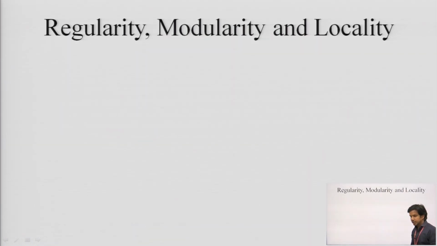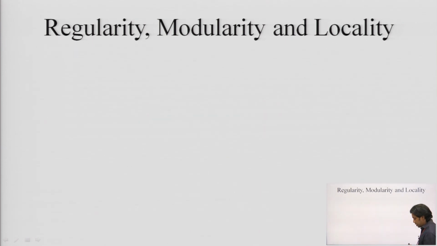Now, the next thing is regularity, modularity, and locality. As we have already discussed hierarchy in the last lecture, in that particular hierarchy, when you are going to design such a big system, we follow the divide and conquer method. In that method, we split a big task into small tasks until we have a very simplified version of the module, clear.